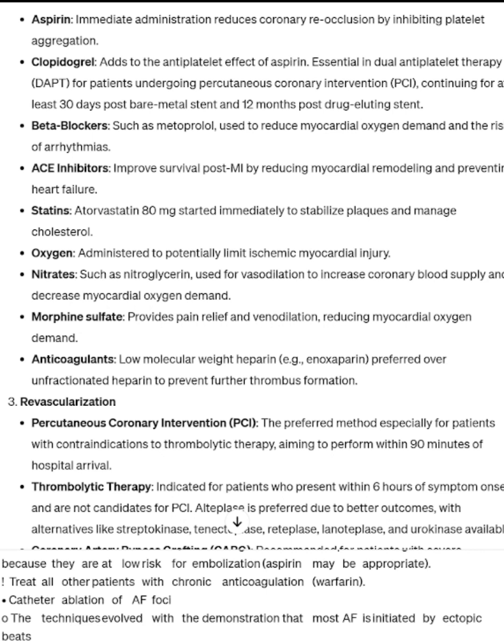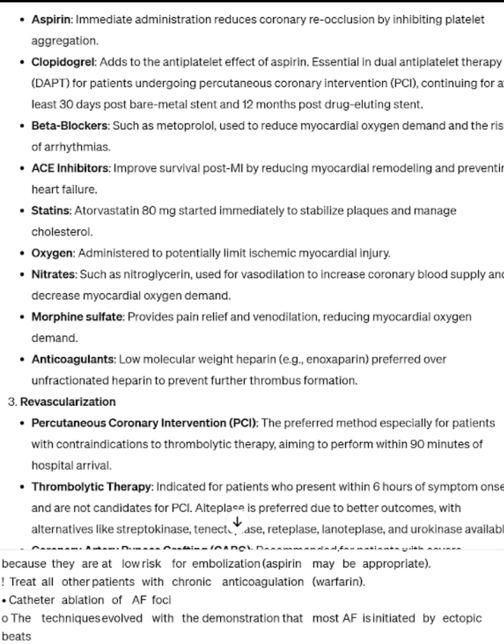Anticoagulants, low molecular weight heparin, e.g., enoxaparin, preferred over unfractionated heparin to prevent further thrombus formation. 3. Revascularization, percutaneous coronary intervention, PCI, the preferred method, especially for patients with contraindications to thrombolytic therapy, aiming to perform within 90 minutes of hospital arrival.